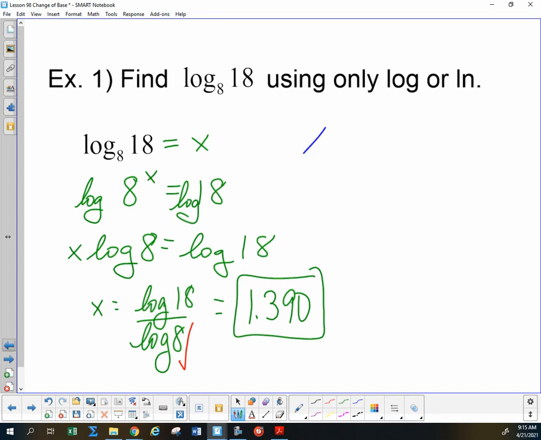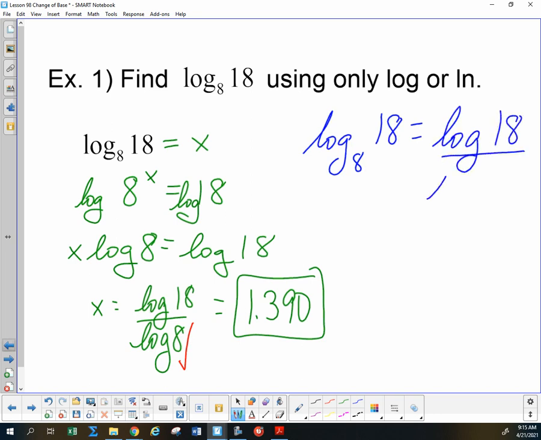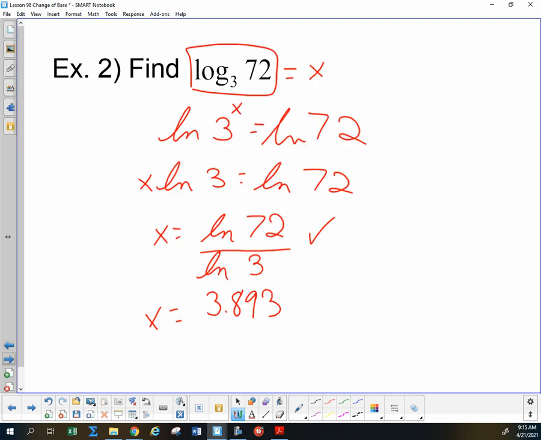I had log base 8 of 18, and I evaluated that as log 18 over log 8. I had 18 up high, 8 down low, and then when I converted it to log over log, I still had the 18 up high and the 8 down low. What happened with the next one? I evaluated log base 3 of 72, where the 3 was the lower part, it was the base, and the 72 was higher, and I had 72 up higher than 3 when I changed them both to natural logs.